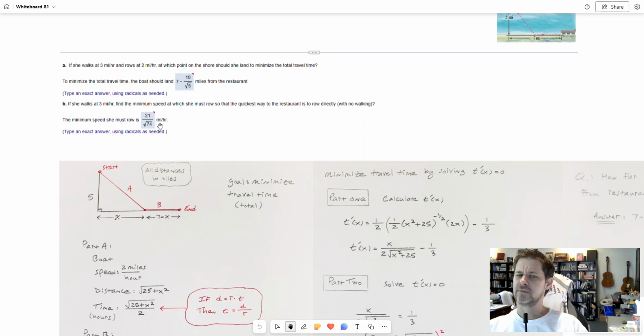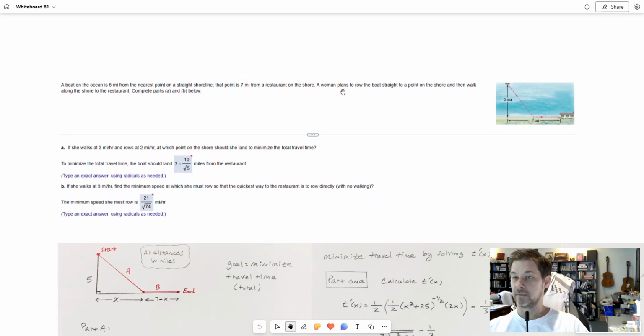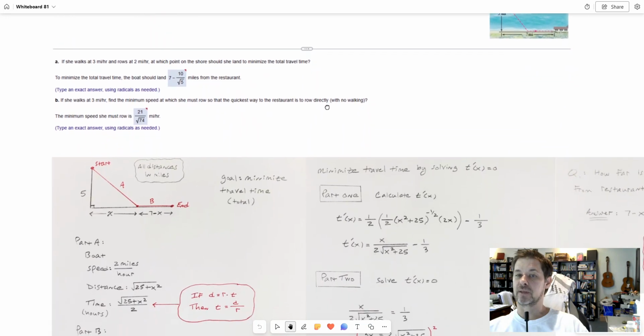Now, the second question is much more difficult, I think, and I think it's kind of a subtle thing to understand. It says, suppose we walk 3 miles an hour. Okay, so from here to there, we're going to walk 3 miles an hour. That was actually the scenario from the beginning, that we walk at 3 miles an hour. Okay, what is the minimum speed that we would have to row so that the quickest way to the restaurant is to row directly? So say you can walk at 3 miles an hour. What's the minimum speed you have to row to make walking unnecessary to minimize the travel time?